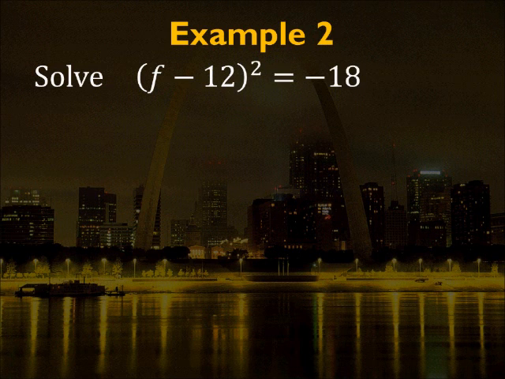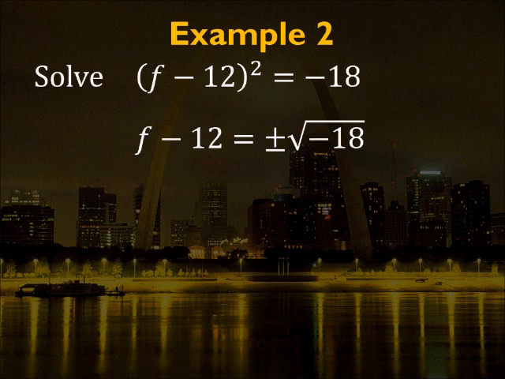Example 2, f minus 12 quantity squared equals negative 18. Go ahead and try this one yourself. Don't forget you can have imaginary numbers in your answer. Alright, so if you've taken the square root of both sides, you get f minus 12 equals plus or minus the square root of negative 18. Don't forget you'll now have to take the negative out of the radical, and if you add 12 to both sides, you get f equals 12 plus or minus i radical 18.